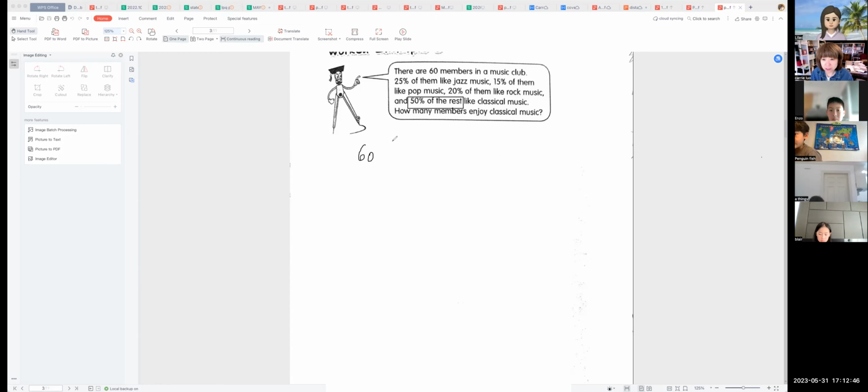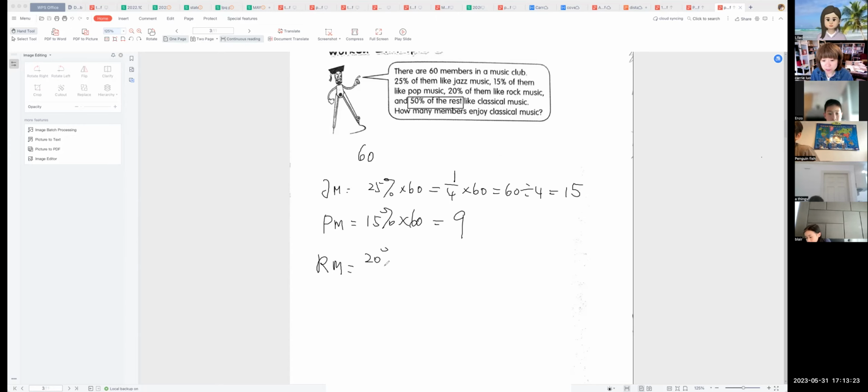So there are altogether 60 people in the music club. 25% of them like jazz music. So how many of them like jazz music? 25% times 60 equals 1/4 times 60 equals 60 divided by 4 equals 15. So 15 of them like jazz music. 15% of them like pop music. So pop music equals 15% times 60 equals 9. 20% of them like rock music. So 20% times 60 equals 12.